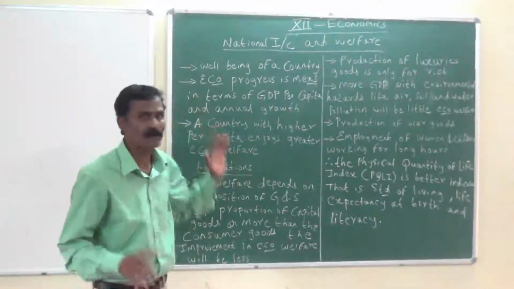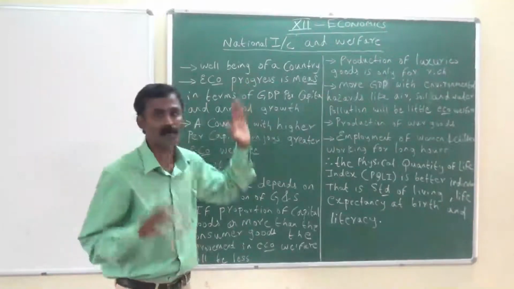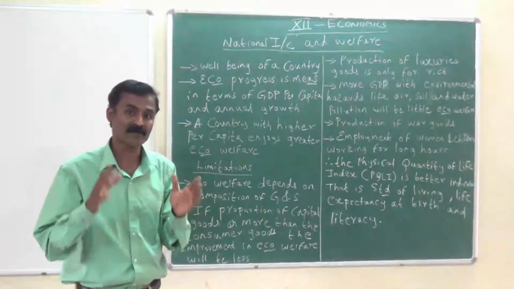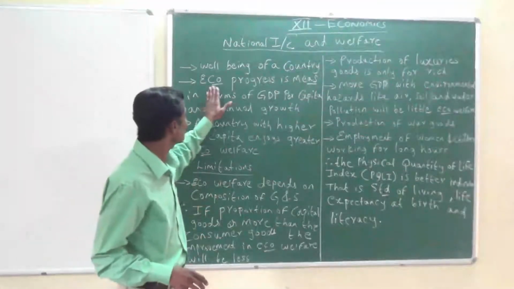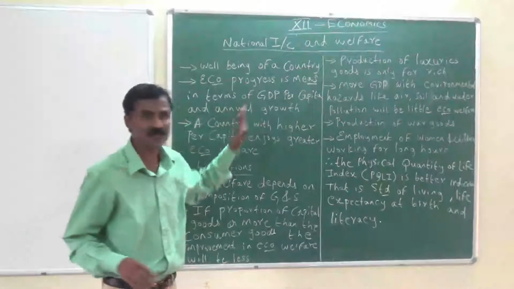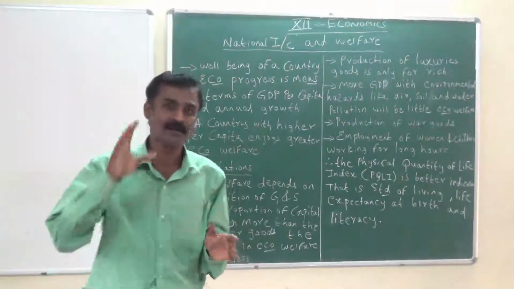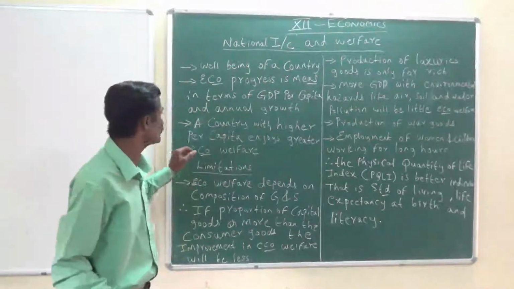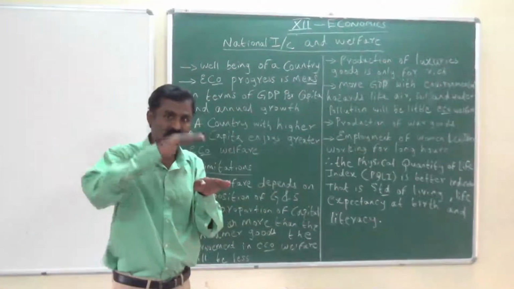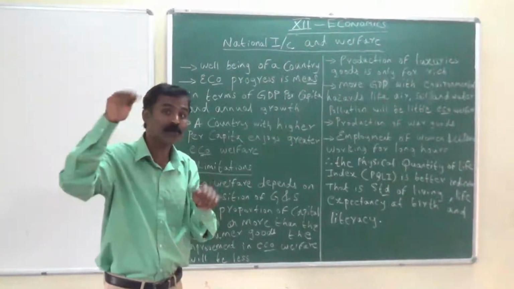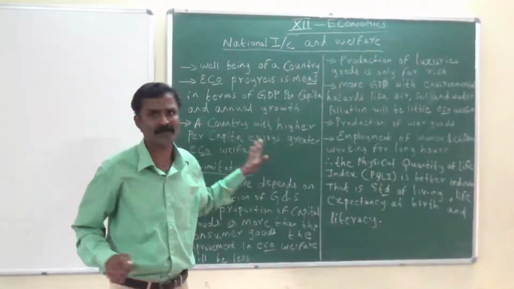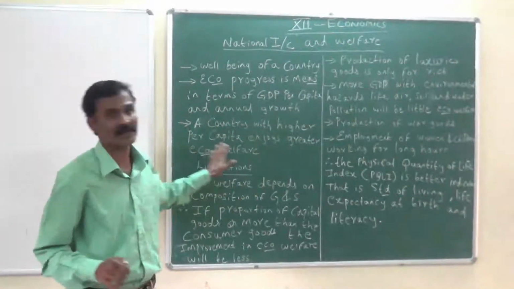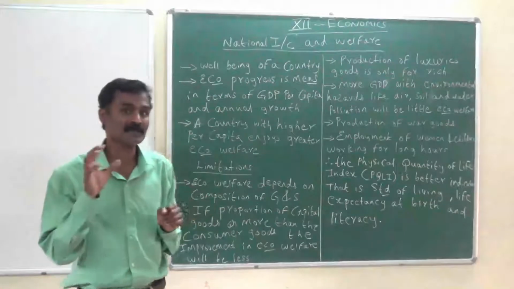Before that we'll see what is national income and welfare. What is welfare? That means the well-being of a country. The people in that particular country have enough money and things like that. Second point is economic progress is measured in terms of GDP. In every country, the country's well-being is measured by the economic progress and annual growth. That means every year, step by step, their GDP keeps on growing. And a country with higher per capita income enjoys a greater economic welfare. But there are certain limitations.